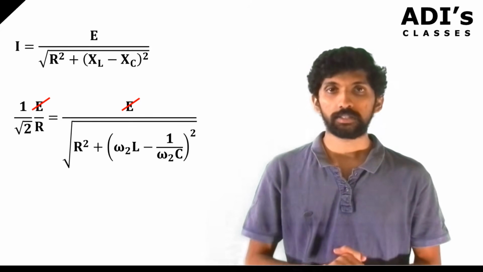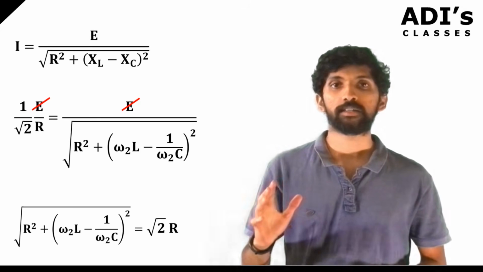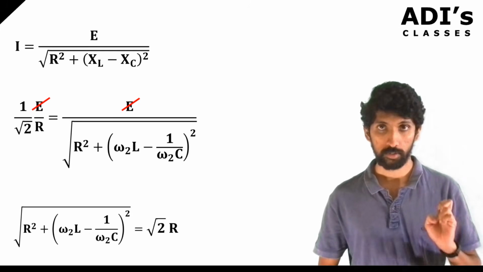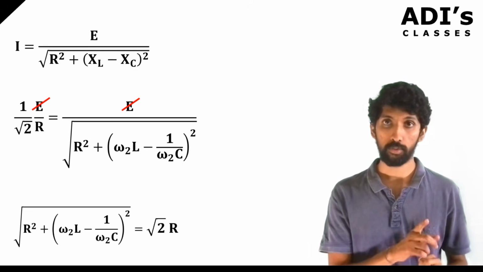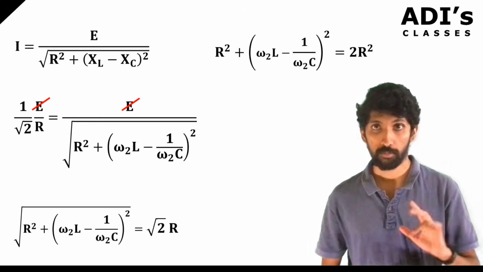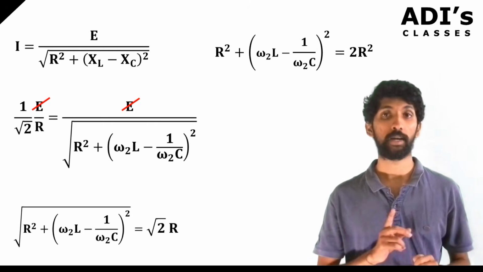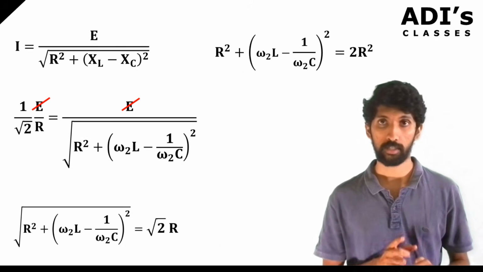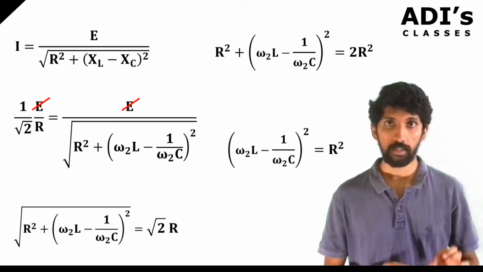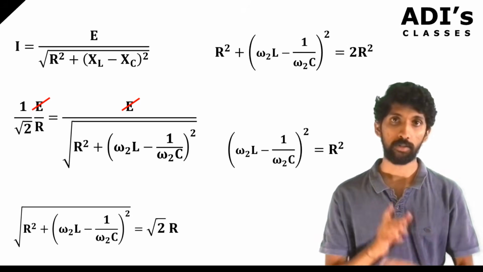So the next step becomes, see, we have E and E will get cancelled. So we have root of R square plus (omega 2 L minus 1 by omega 2 C) whole square is equal to square root of 2 into R. Now square on both sides. Once you square on both sides, you will get R square plus (omega 2 L minus 1 by omega 2 C) whole square is equal to 2R square. Now R square, if you shift it to that side, we just end up with (omega 2 L minus 1 by omega 2 C) whole square is equal to R square.